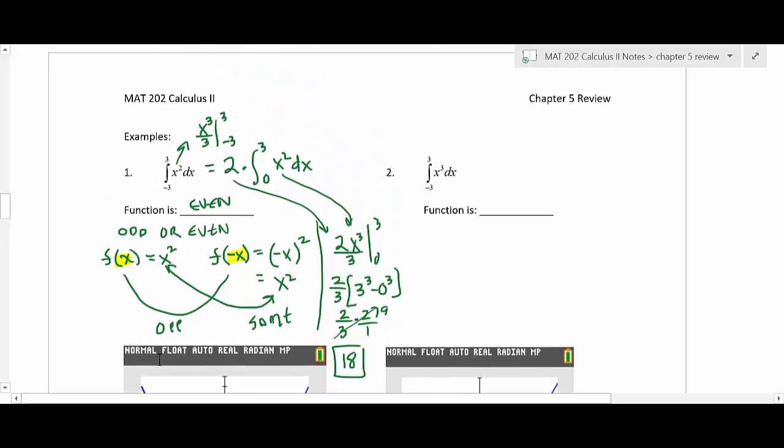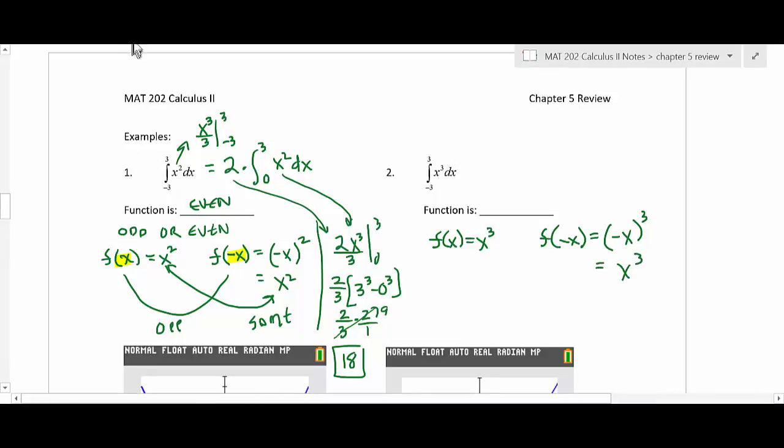All right, now let's see this one. If the function that you're integrating is f of x equals x cubed, what you want to do is figure out what happens when you do f of -x. So you replace this x with a negative and you cube it. Fundamental stuff: what happens if you take a negative number and raise it to the third power? It's negative. What if you raise a negative number to an odd power? It's negative. That's important algebra. So that is negative x to the third.